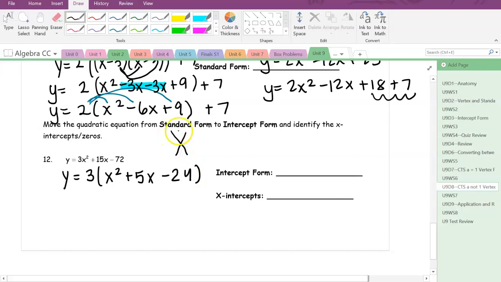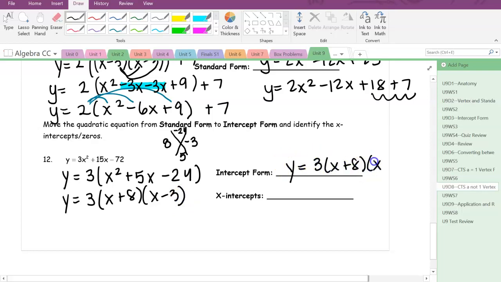Now we're ready to do our box problem. Multiplies to negative 24, adds to 5. And that's going to be an 8 and a 3, with your 3 being the negative. So I have an x plus 8, an x minus 3, and this is my intercept form, which I used to call factored form. Okay, finally, our x-intercepts are zeros. Remember, we've seen from graphing and also from using zero product property that the signs are just switched. So this x plus 8 means I have an x-intercept at negative 8 comma 0. And this x minus 3 means I have an x-intercept at 3 comma 0.